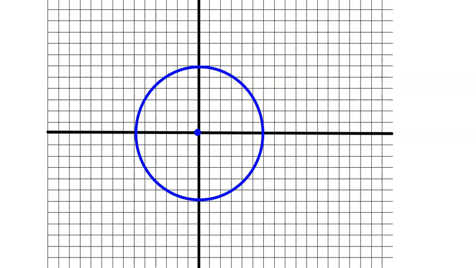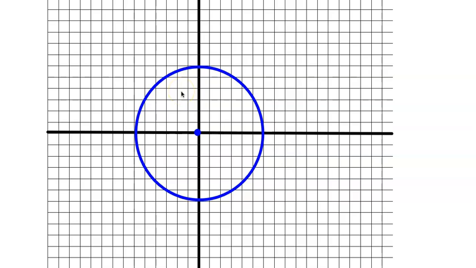Hello, class. Today we are going to talk about the equations of circles. Just like we have the equation of a line, y equals mx plus b, and the equation of a parabola, which would be ax squared plus bx plus c equals y, this is the equation of a circle. So if we have a circle on the coordinate plane, what is the equation that gives us that circle?